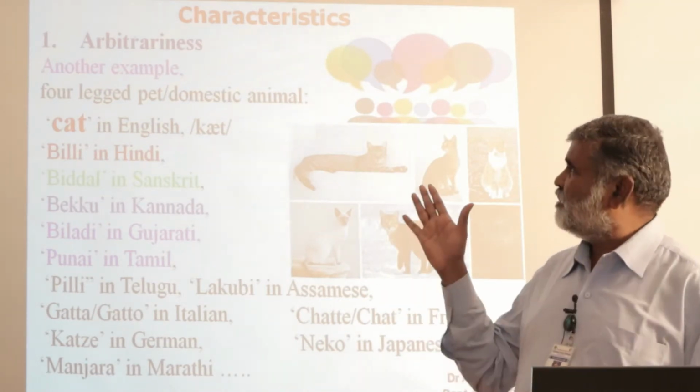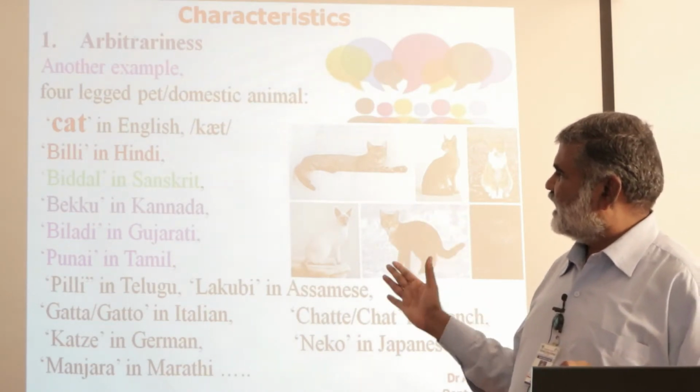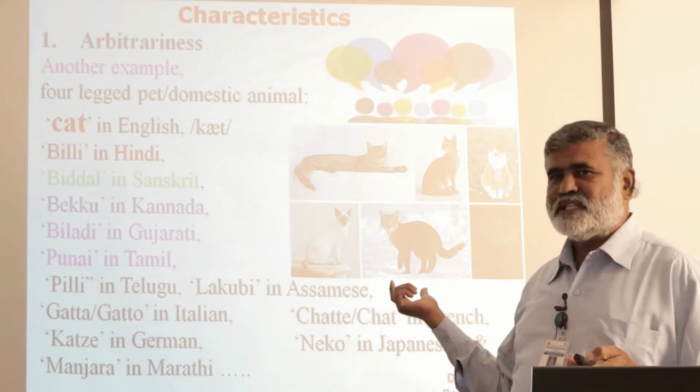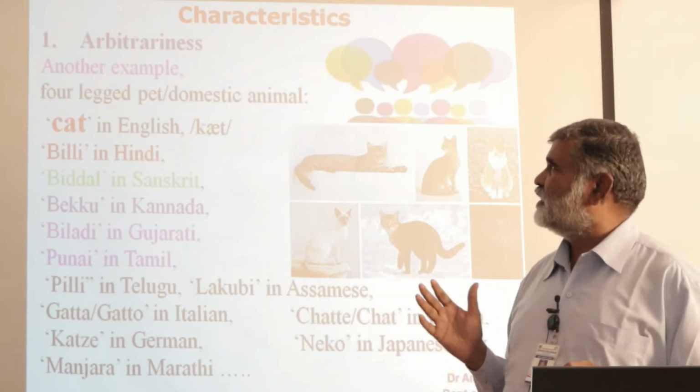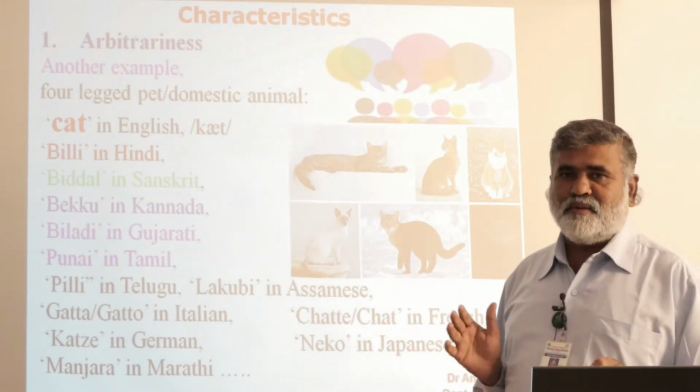This is the example I developed myself, and here at first I considered Indian languages, and then I went to other languages like Italian and German. So this is the first characteristic, that is arbitrariness of language.